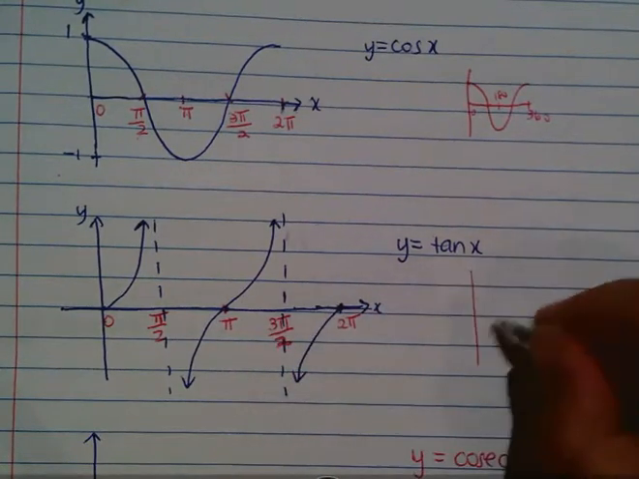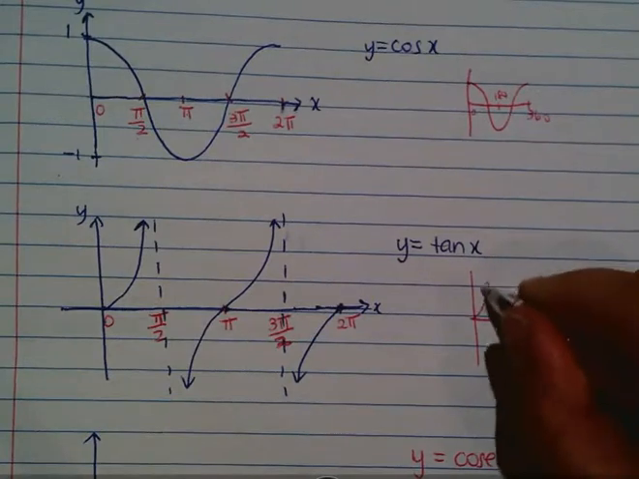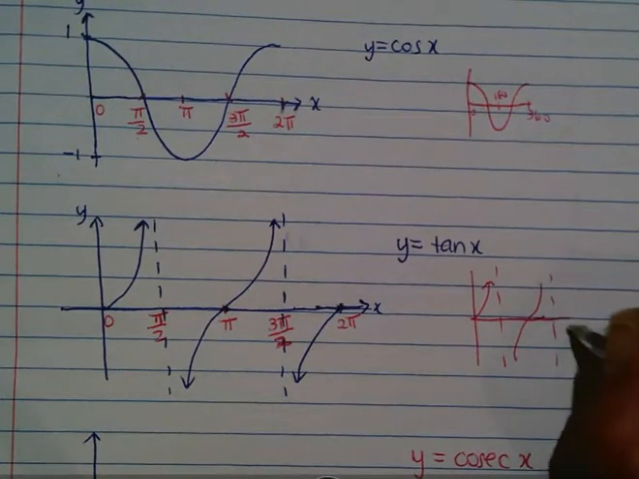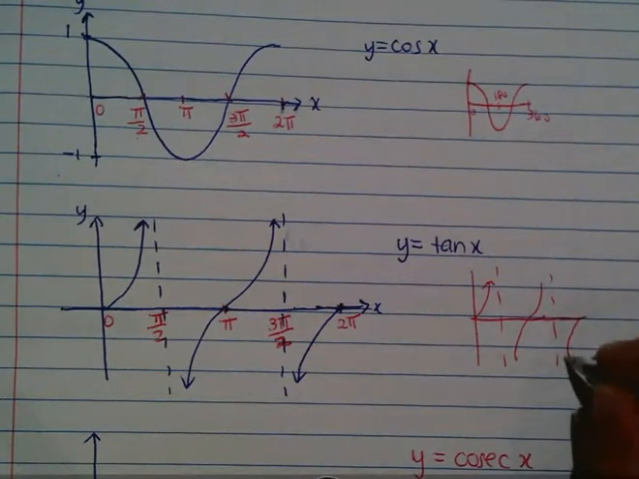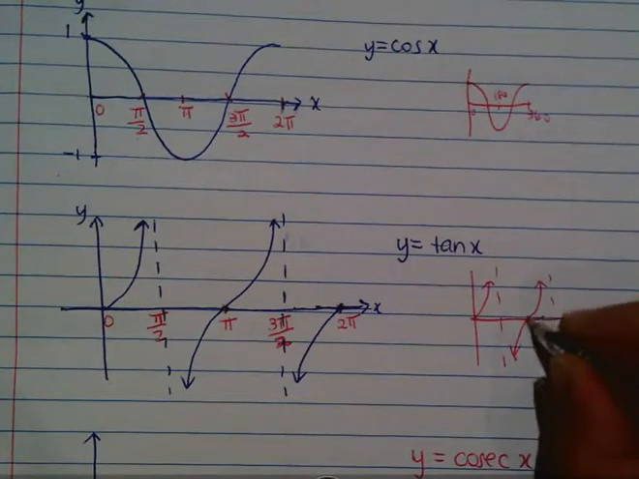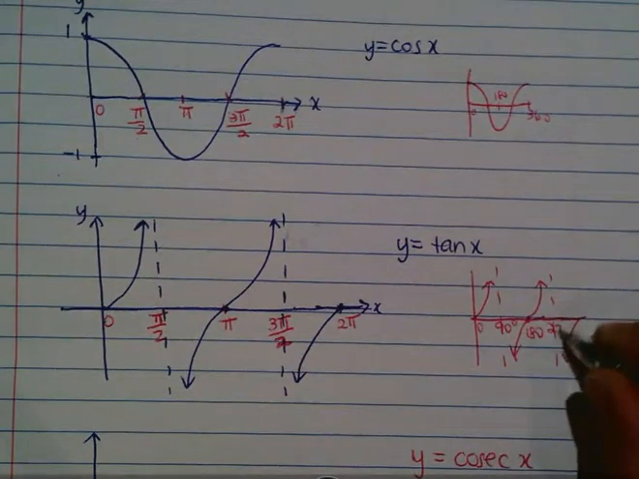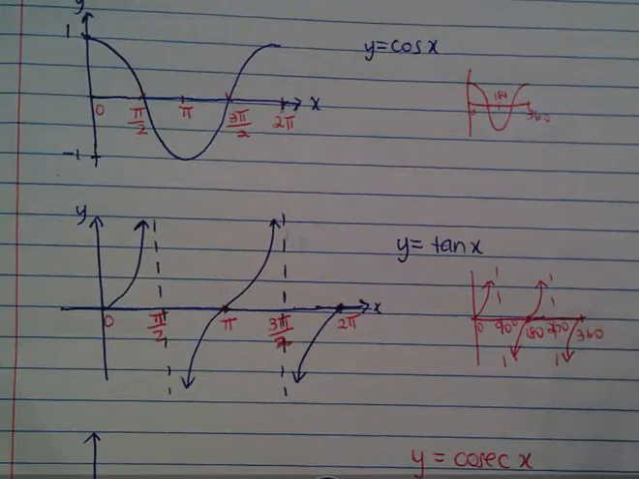So remembering our original curve, the way we drew it, we had it like this. Okay, that was our tan curve. And here we had 180, that was 90 degrees, 0, 270 and 360.